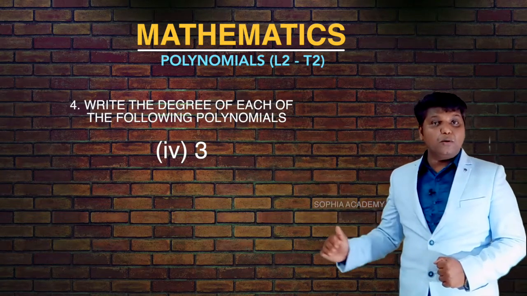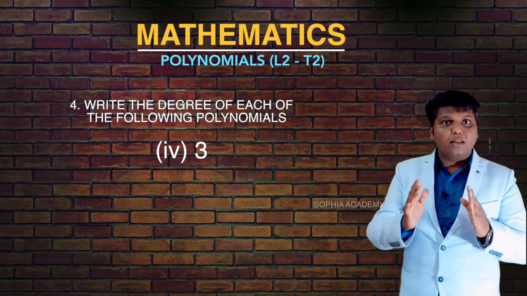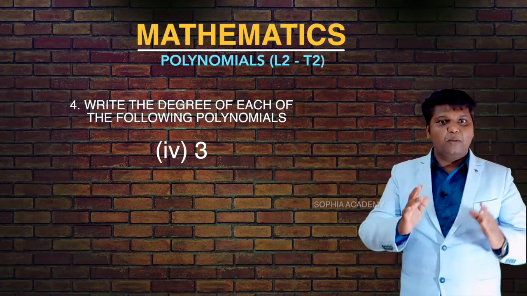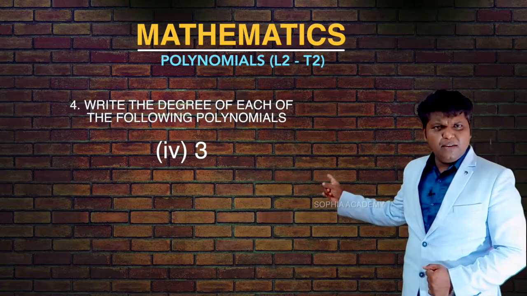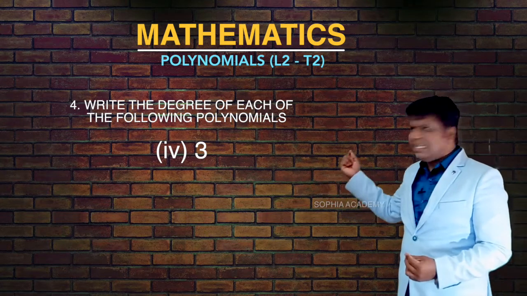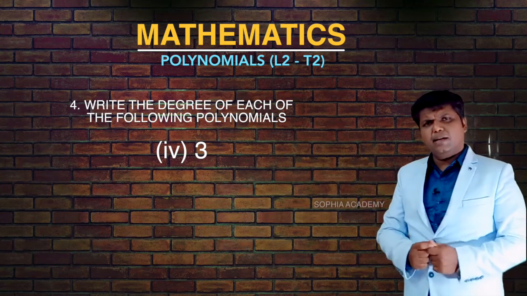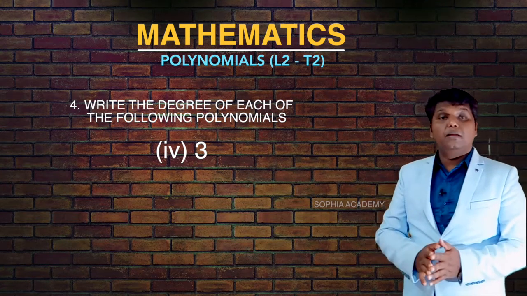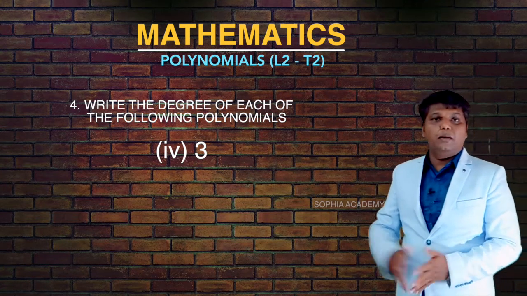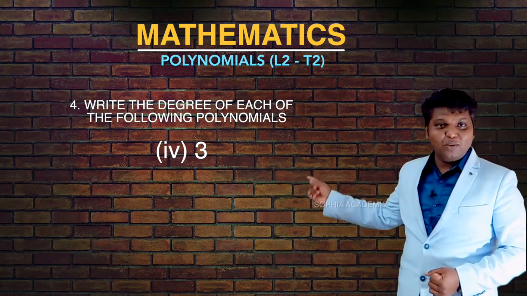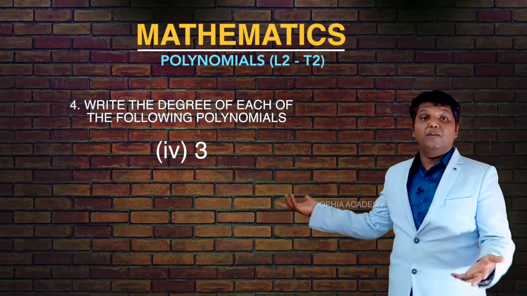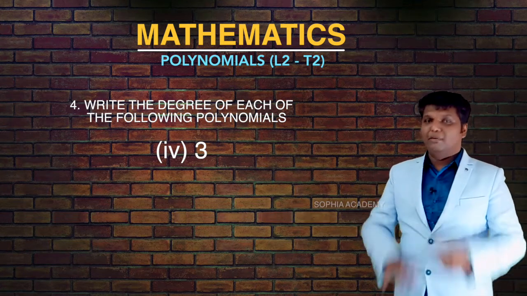Up to these 3 questions I told you, fix your eyes on the variable. What about this one? Is there any variable? Can you see any variable there? No, it's just 3. If there is no variable, how can you fix your eyes on that variable and say the power? Don't think that it is a wrong question, or that it is something else and unfortunately they forgot to put the x. Don't think like that. I will tell you.